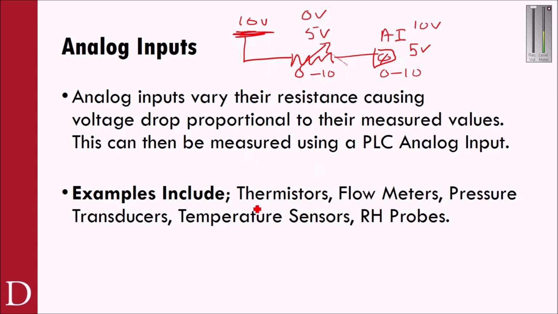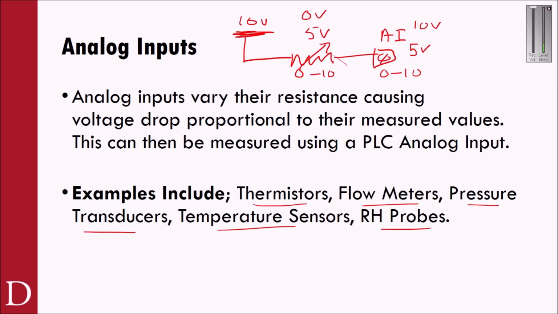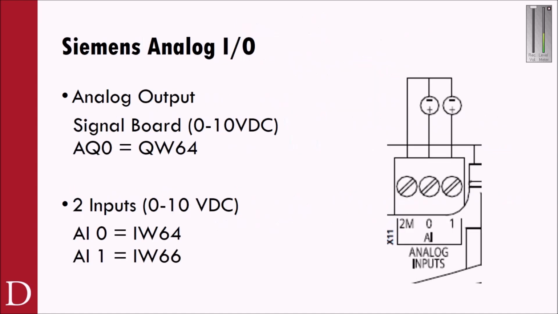So things like thermistors, flow meters, pressure sensors, transducers, temperature sensors, and relative humidity probes are all going to utilize analog inputs. I guess I didn't mention here, but analog outputs are going to be very similar. Analog outputs might include things like three-way mixing valves, linear proportional controllers, speed controllers, damper positions, things like that. So those are some analog output examples you might see as well.